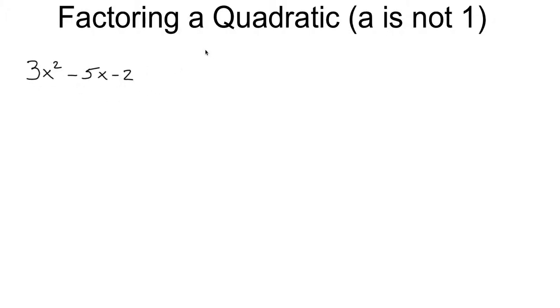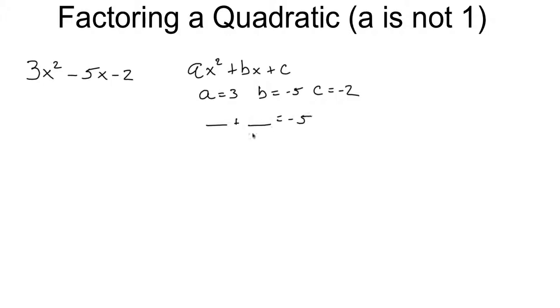So in this case here, we know that it's in the form ax squared plus bx plus c. So a is equal to 3, b is equal to -5, and c, of course, is equal to -2. So we have to find numbers that are going to add to -5 and multiply to 3 times -2. So blank plus blank is equal to -5, and blank times blank is going to equal 3 times -2, which is -6.